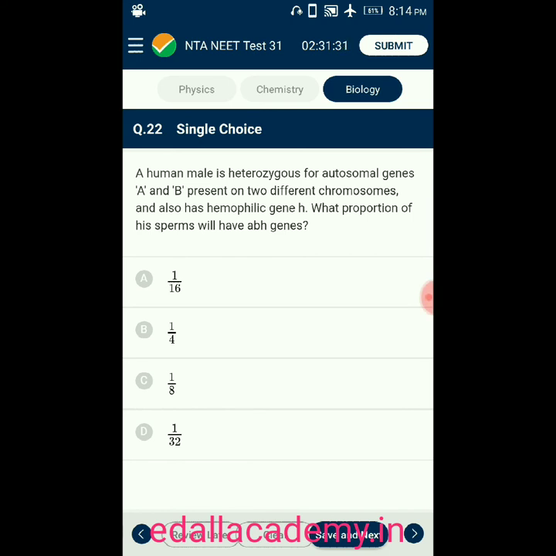He is heterozygous capital A small a. The probability of his sperms having small a is 1 by 2. Similarly, the probability of his sperm having small b is 1 by 2. Thus, the probability of his sperm having small a, small b and small h gene is 1 by 2 into 1 by 2 into 1 by 2. It is equal to 1 by 8. So, the answer for this question is option C, 1 by 8.